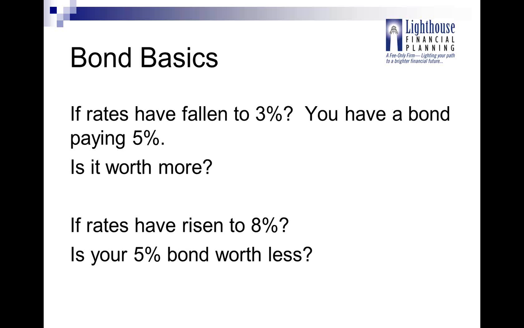By the same token, if the opposite happens, what if rates rise to 8%? What's your 5% bond worth now? It's worth something less than that, because why should I buy your 5% bond for 10 grand when I can get 8% with my $10,000? So your bond's going to be worth something less than the original $10,000 that you paid, because interest rates change. So that's called interest rate risk.